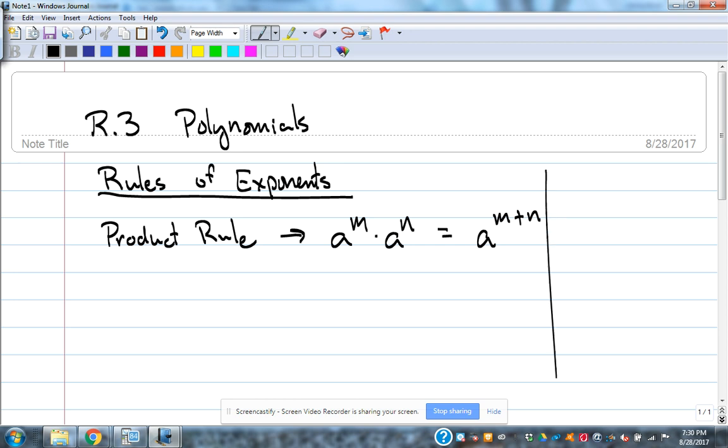An example of that would be something like x cubed times x to the fifth would be x to the what? 8. 5 plus 3 is 8. So there's an example of using that rule. So the product rule is to add exponents. That's what the product rule tells us. Okay? The power rule.